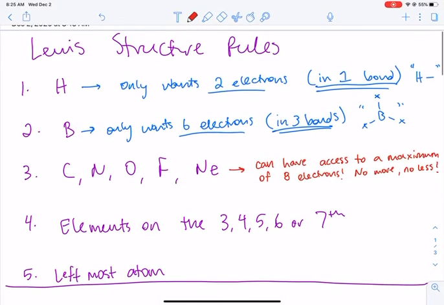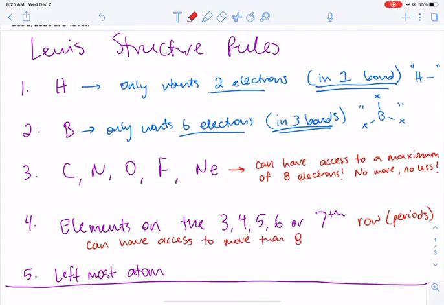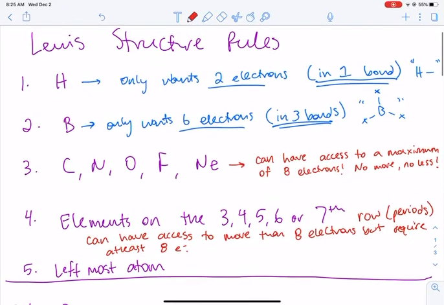Elements on the 3rd, 4th, 5th, 6th, or 7th row, which are also the periods, can have access to more than 8 electrons, but require at least 8 electrons, right? So they can have 8 or they can have more. It depends.